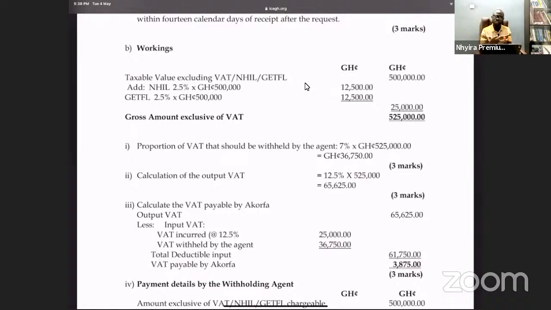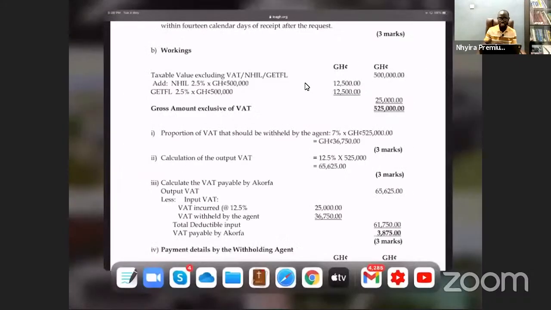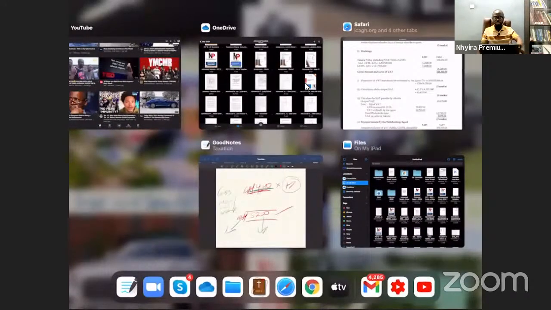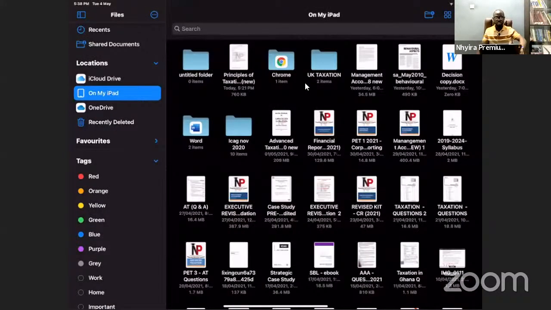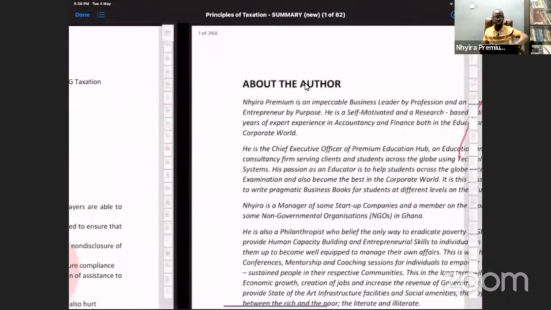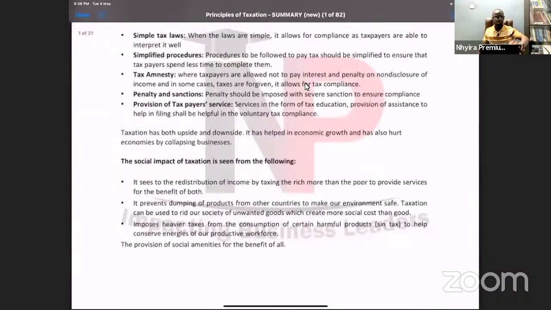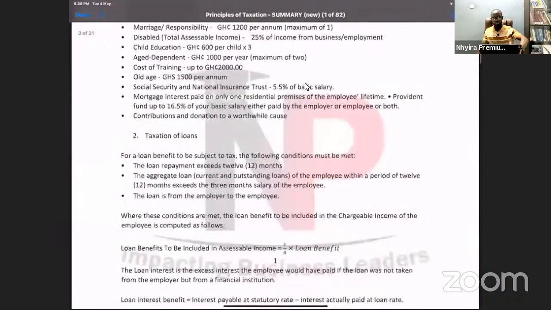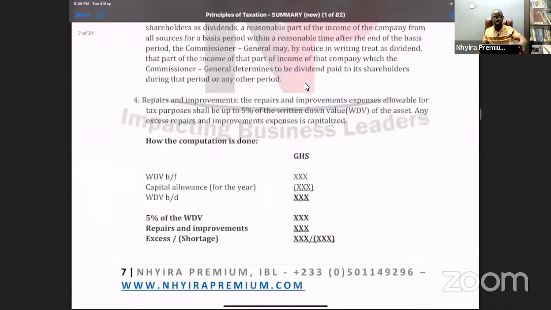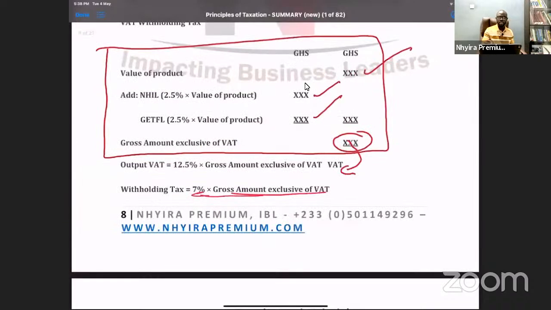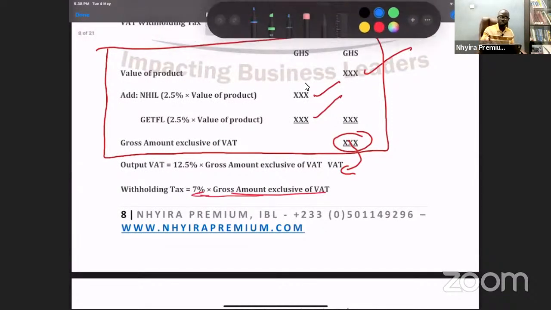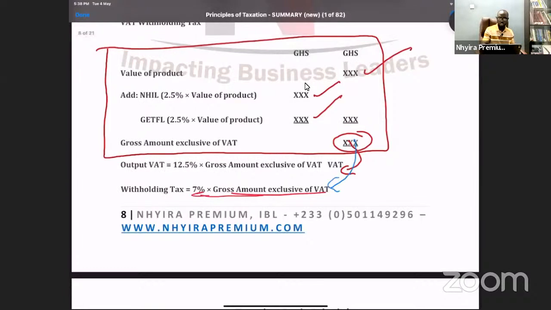And because that is what I explained to you in that case, especially when we're talking about the principles that I explained to you here. Let's bring it up. The principles, as I explained to you here, you realize that I mentioned that your VAT withholding tax should be on this amount, that is the gross amount exclusive of VAT, this figure.